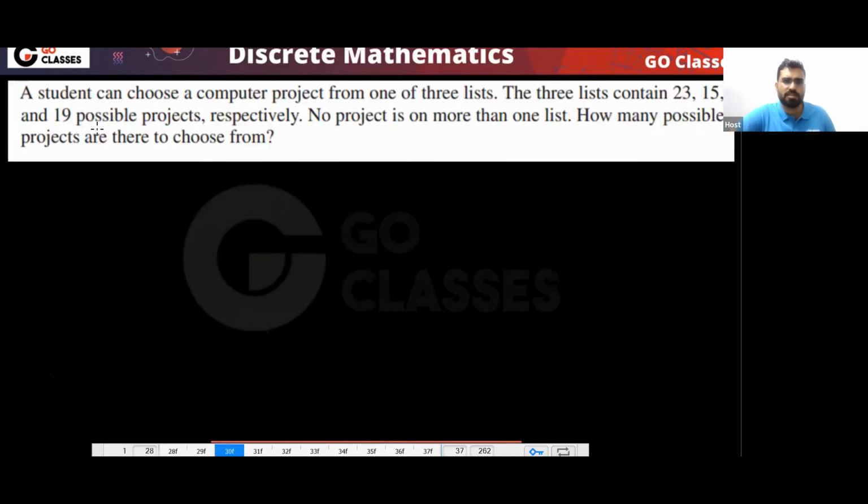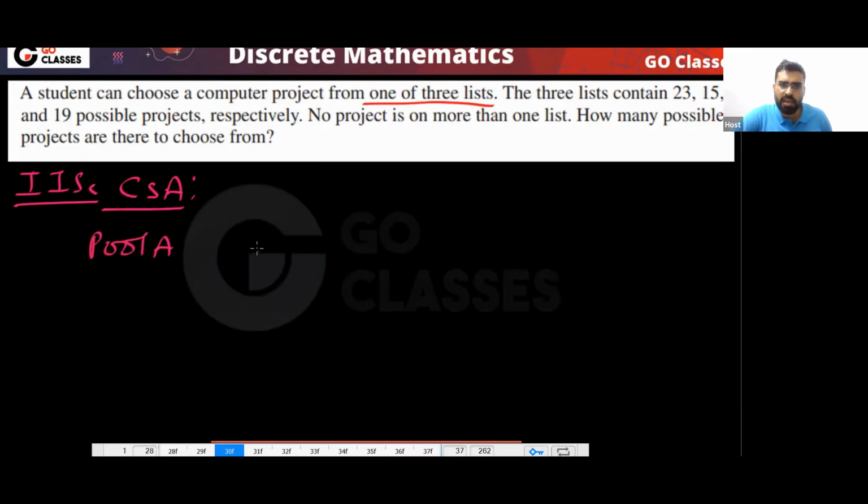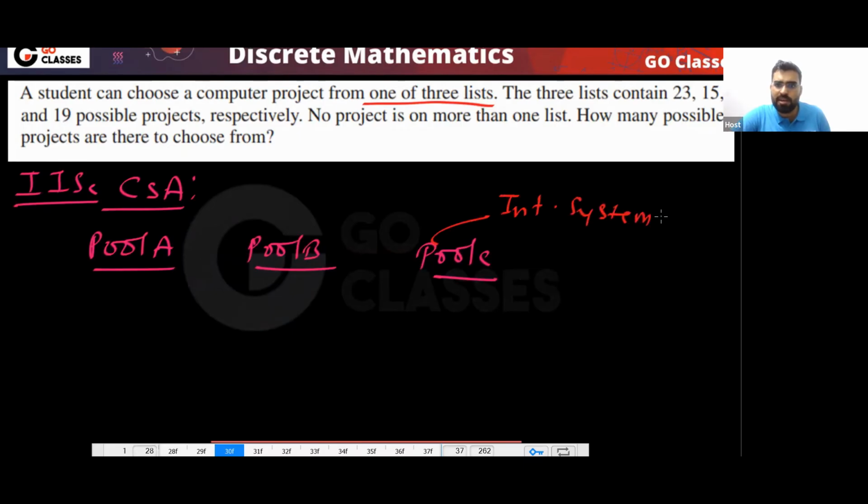And what is the answer for this? A student can choose a computer project from one of the three lists. Actually, this happens in IISc. I hope you go to IISc next year. In the IISc CSA department, there are three pools: pool A, pool B, pool C. And pool C is your intelligent systems, like ML.